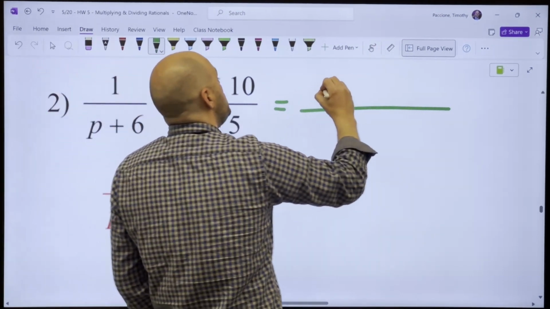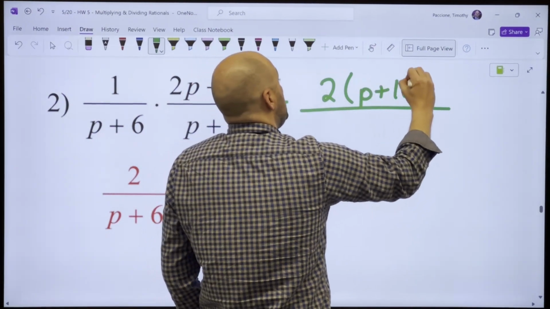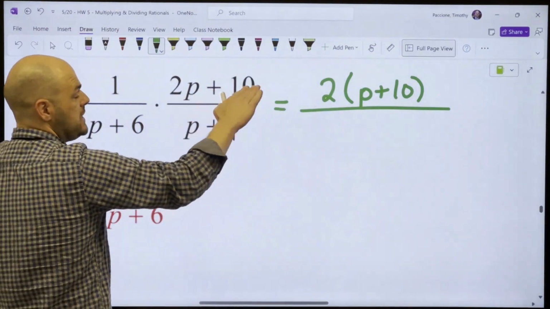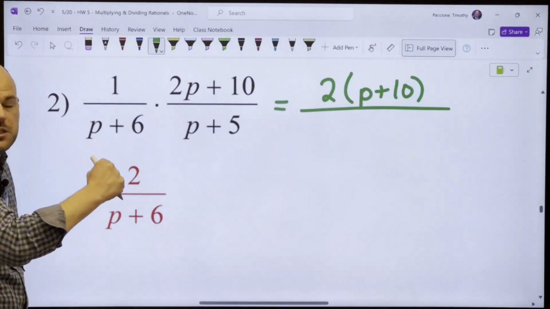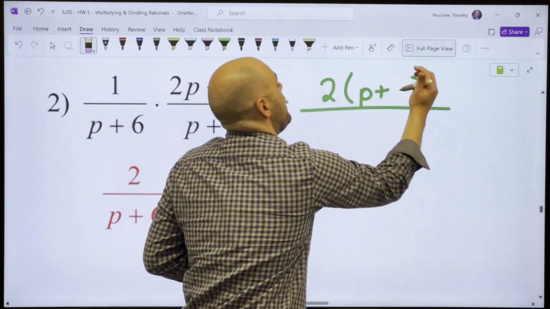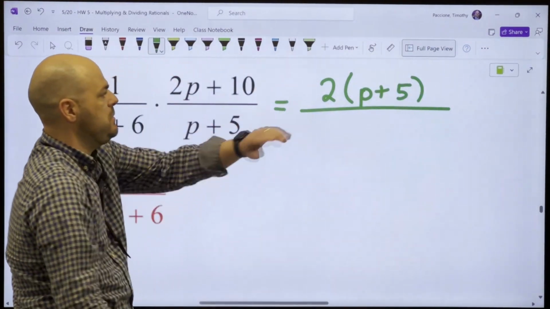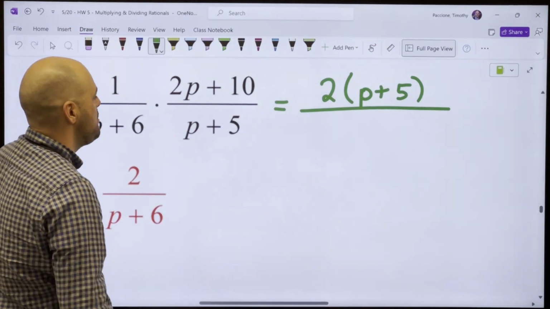yeah, I can pull out a 2. And now I turned this into the multiplication of different things, just like I took 6 and I turned it into 2 times 3. Well, now this, oh, no, it's not 10. Now this is 2 times p plus 5. So it's the same process, but a little more complicated because it's a polynomial.